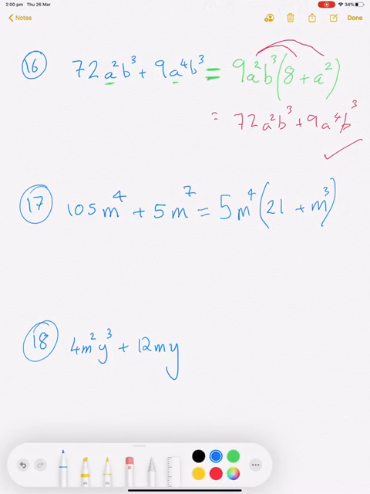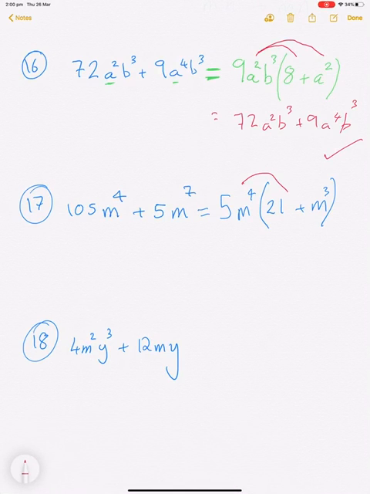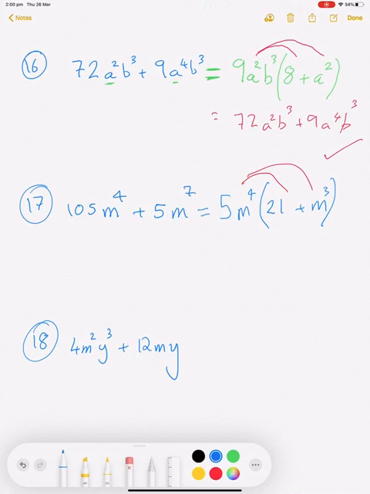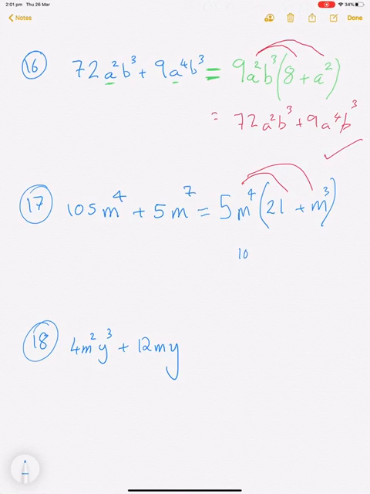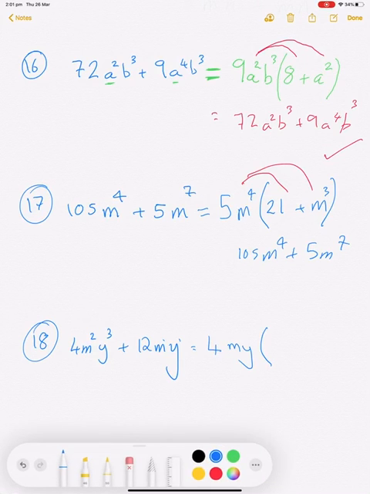So let's multiply out in red. Okay, so we got 5 times 21 is 105. M to the 4. Then we've got 5m to the 7. Okay, so the highest common factor here is 4. We only take out an m and a y because those are the lowest powers. We can only take the lowest powers of each variable out. Okay, so let's divide each term by the highest common factor.